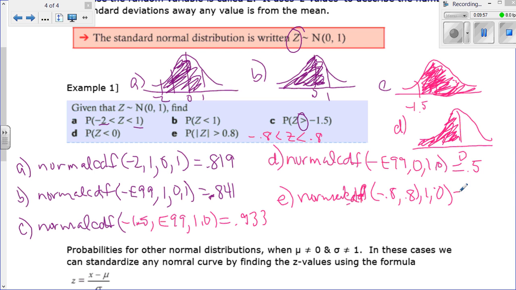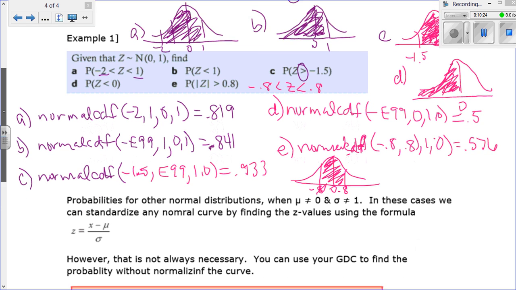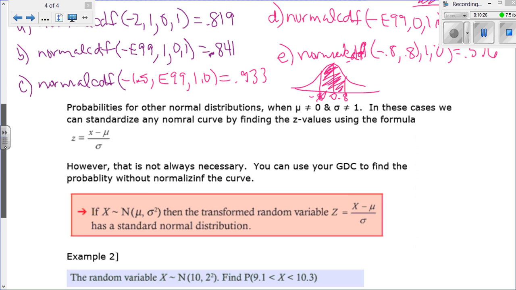To draw a picture of what that would look like, this is 0, negative 0.8, 0.8. So that'll be everything there. When I type that into my calculator to 3 sig figs, I'd get 0.576. Okay, so that's all really just calculator work.